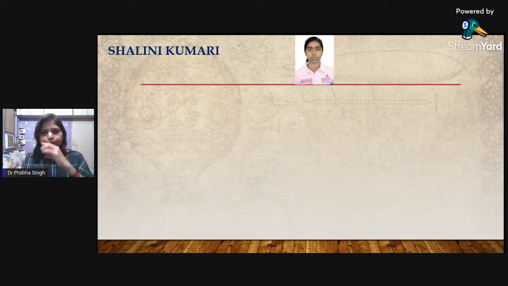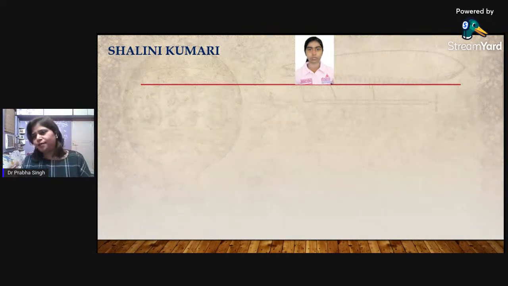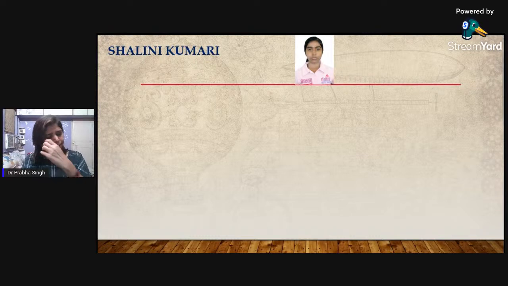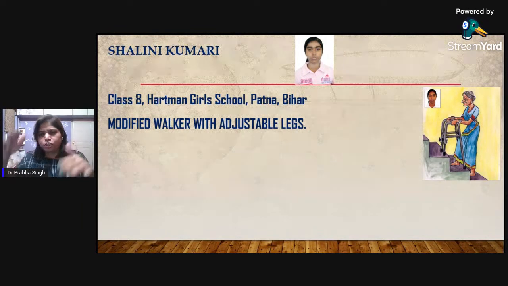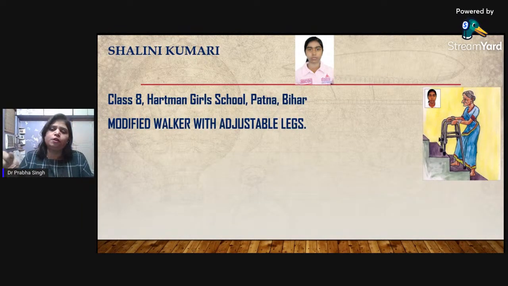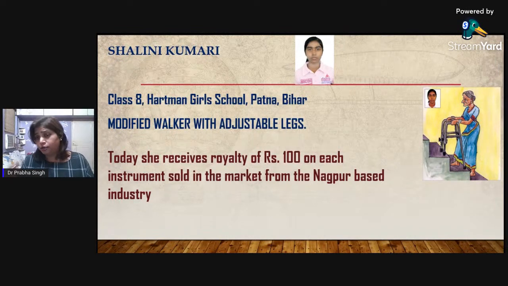This is Shalini Kumari, an 8th standard student who has made a lot of money with her ideas and her creativity for invention. The problem she identified was that her grandmother could not climb the steps with the regular chair walker, because its legs were of equal length. It was very difficult for the grandmother to climb every day. She kept seeing her grandmother having problems, and so she came up with a solution of adjustable legs, which you could adjust as per the stairs.